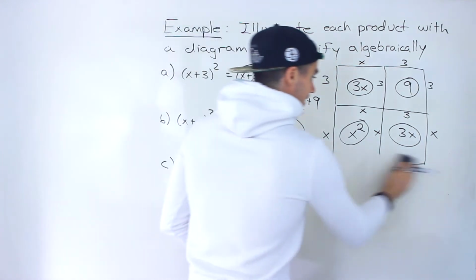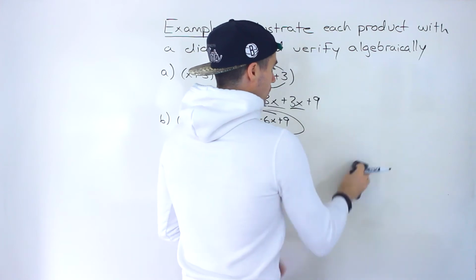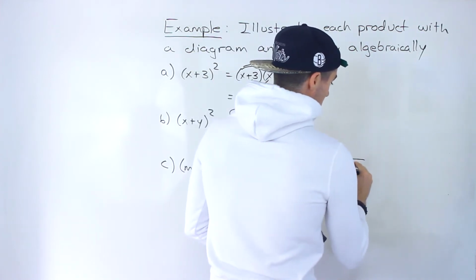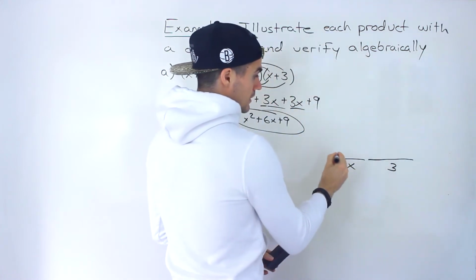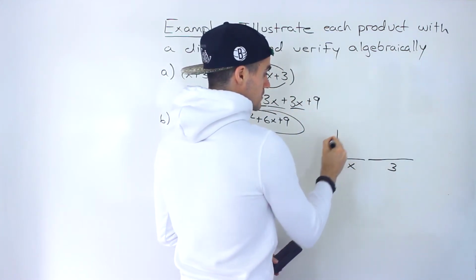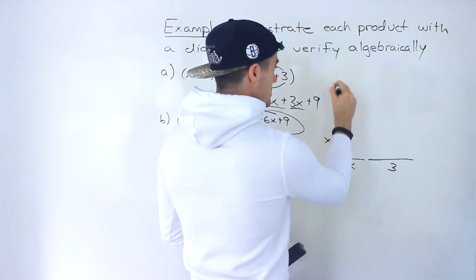And again, these lengths here don't matter. If we did this same one and made x very small and 3 very large, again, you don't have to, but let's say we did that. Then we have x, and let's keep 3 about the same size.